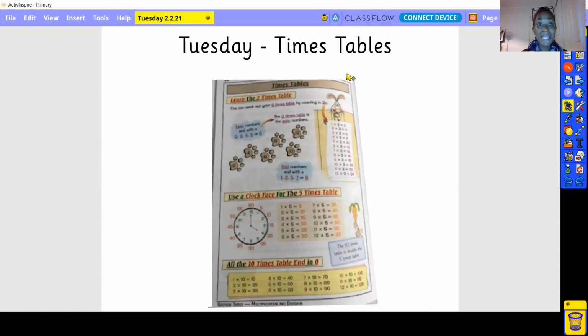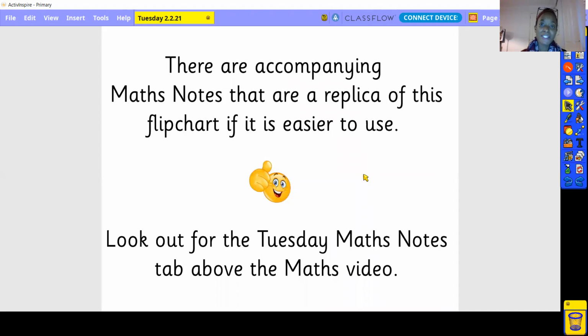We're focusing on times tables today, so I do hope you've got your books ready. There are accompanying maths notes that literally are a replica of the flip chart I'm going through with you today, so do look out for the notes if you do prefer to use them or want to use them at your leisure. Obviously, feel free to continue with the video, but they are there as well if you need them. Do look out for the Tuesday maths notes tab above the video.